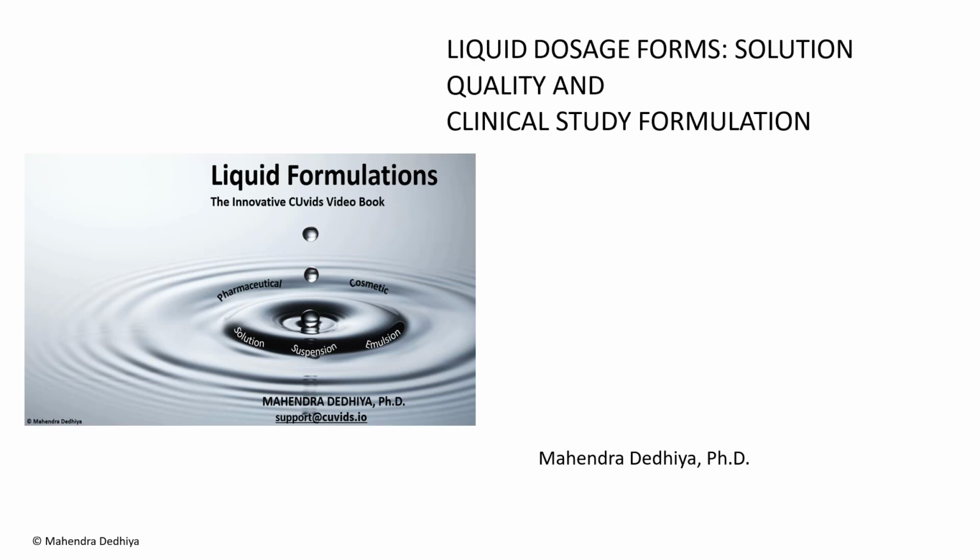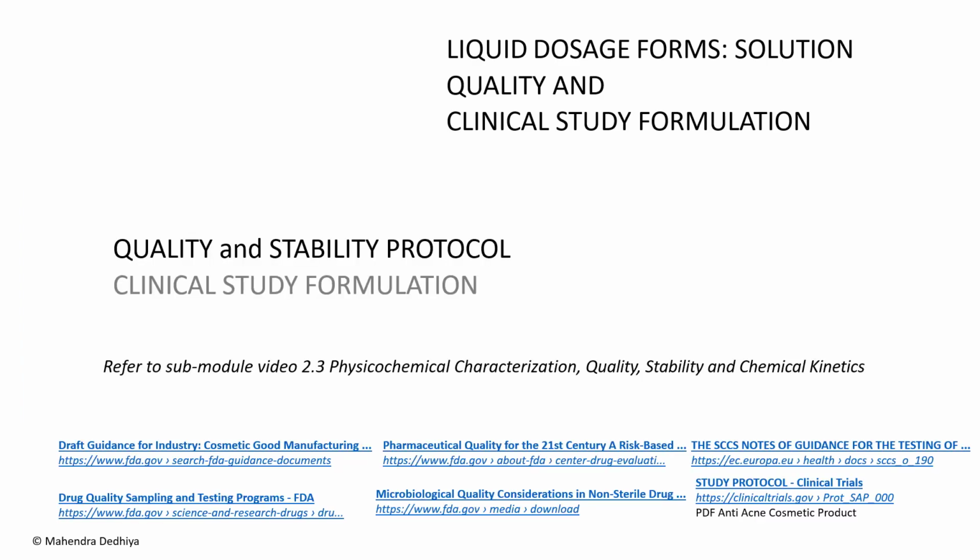It is common practice to have different levels of formulations based on the study phase. Quality of the product must be assured, so that the product meets the standards. Quality is built into the formulation. Readers are referred to the submodule video 2.3, physical chemical on quality, stability, and chemical kinetics. In this submodule, related video on quality and stability protocol, we develop understanding of quality for solution dosage form.